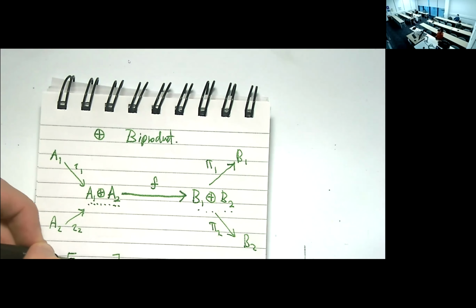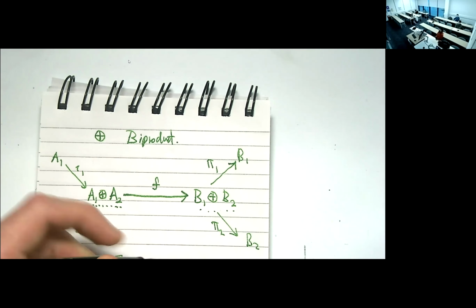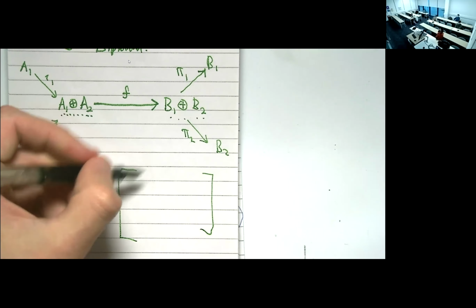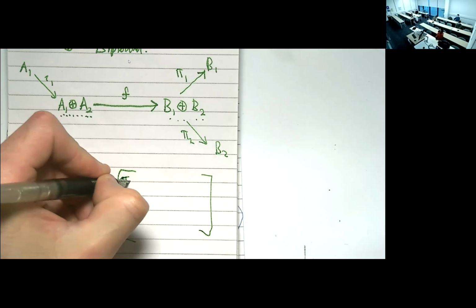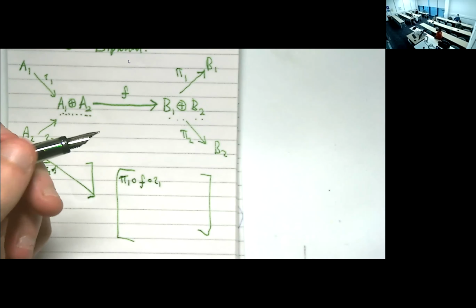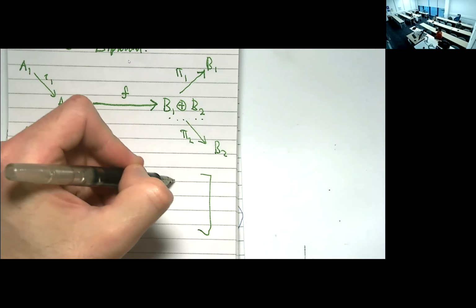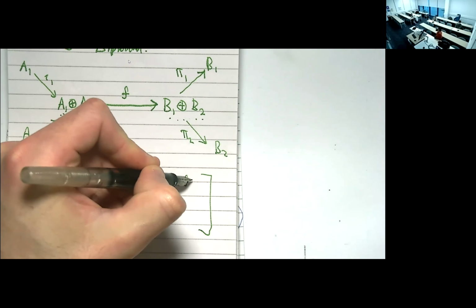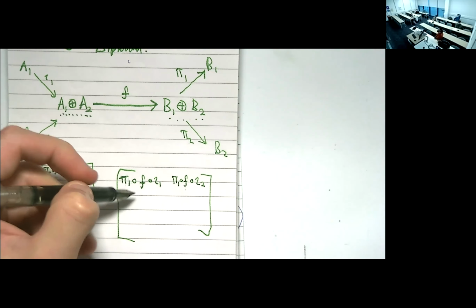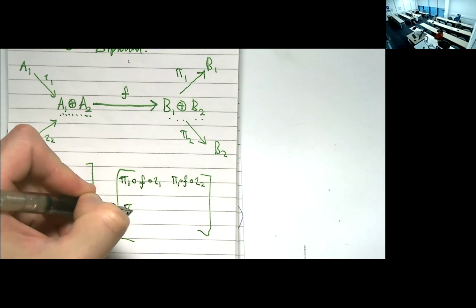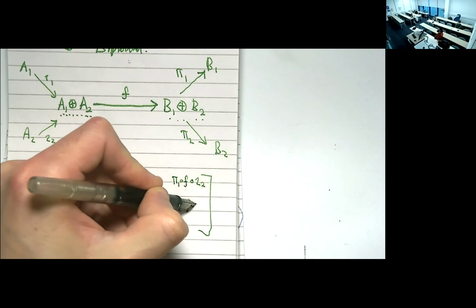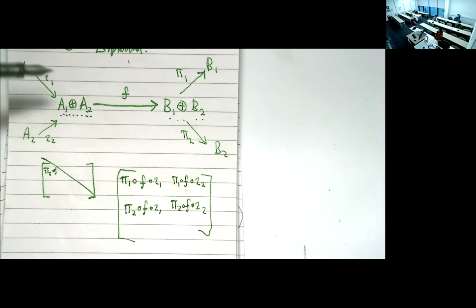So there's pi 2 after f, that's too small, isn't it? You need to move the sheet up. Oh, thank you very much. Yeah, so there's pi 1 after f after iota 1, or I'll just write that as i1 to save some breath. Pi 1 after f after iota 2. I only needed it to be wide and not tall. Pi 2 after f after i1, and pi 2 after f after i2. So I get these four composites.